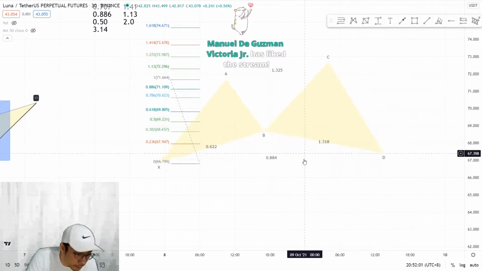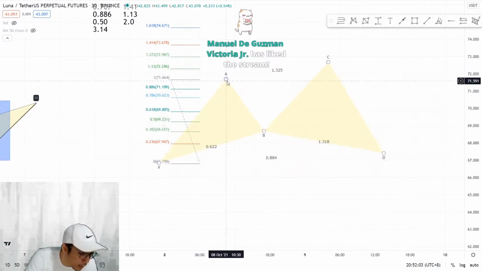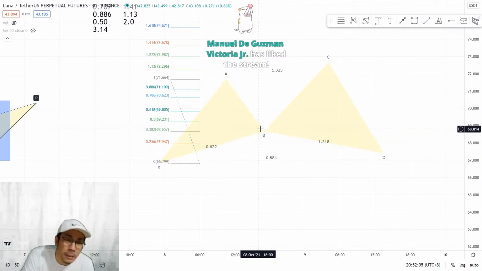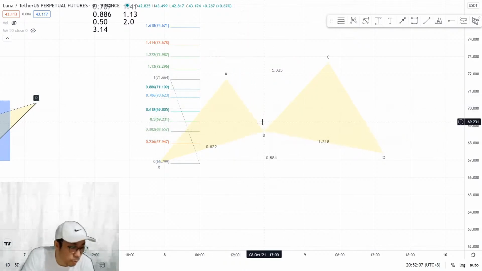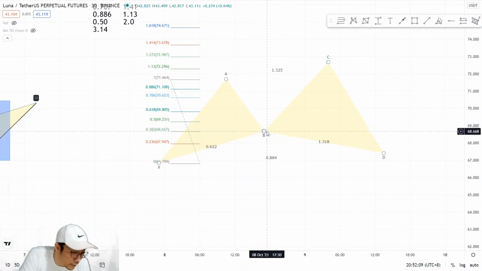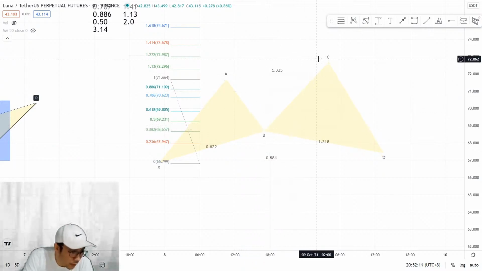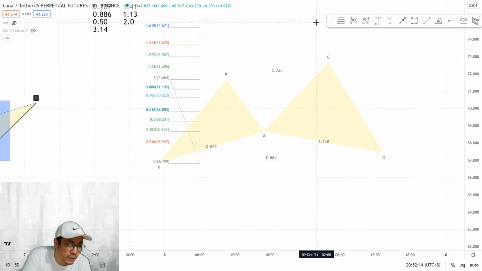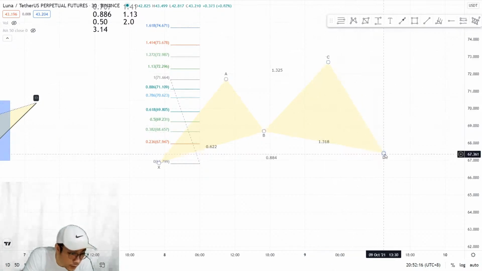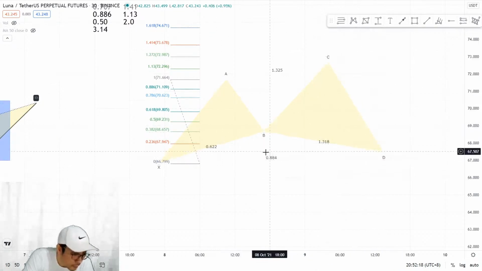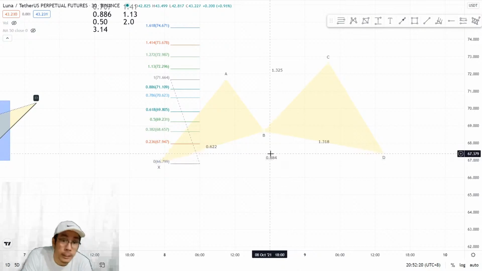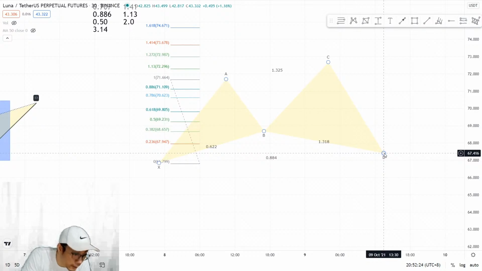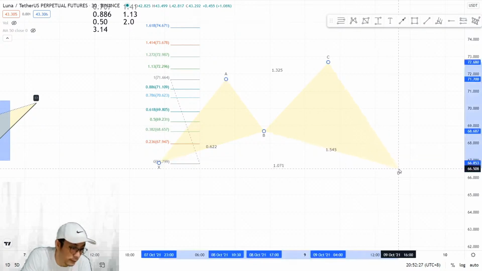This is a regular chart pattern wherein you have an X to A to B. Usually the B is between 0.382 to 0.618. Then you have the C, which is 1.13 to 1.618. Then your completion to D should be at least 0.886 for the regular pattern, and if it becomes extended, it could go as low as 1.13.